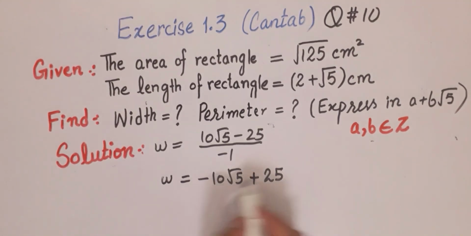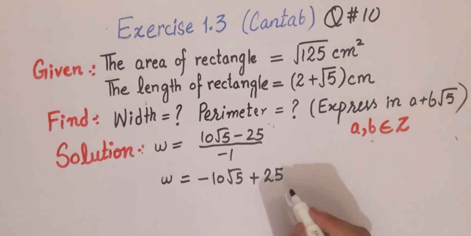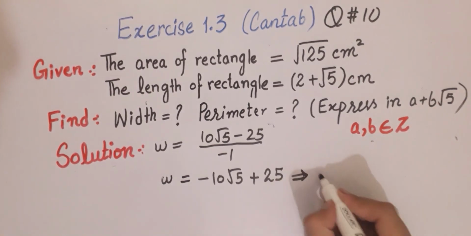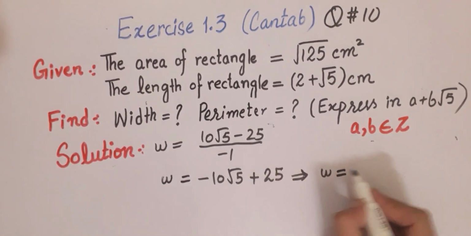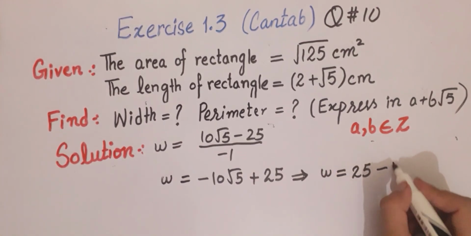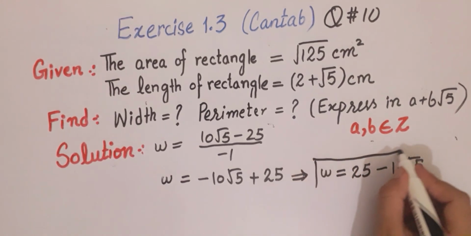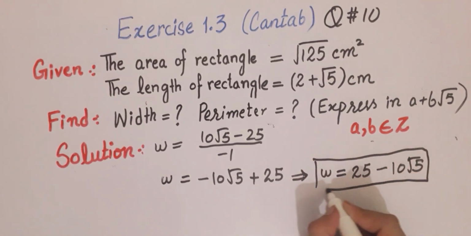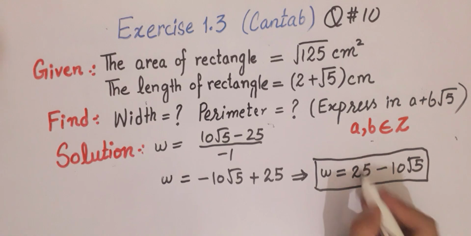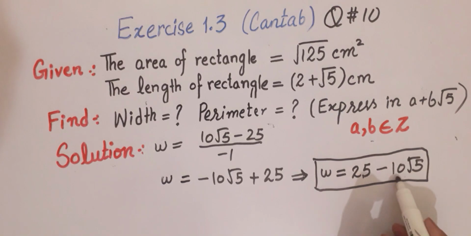We have to write this in form of a plus b square root of 5. So w is equal to 25 minus 10 square root of 5. So this is the answer of this question, where we can see that 25 belongs to set of integers and minus 10 is also belong to set of integers.